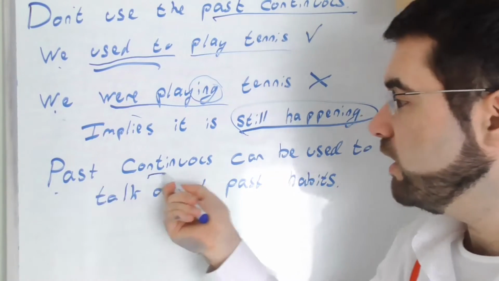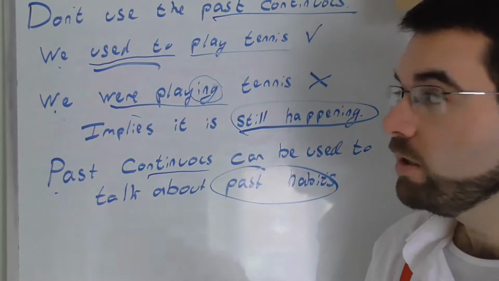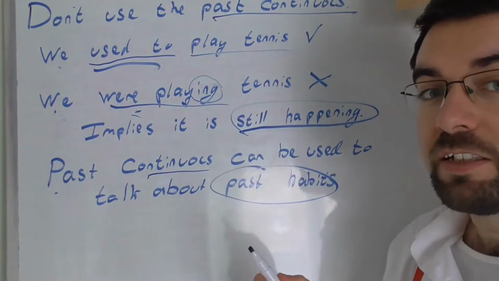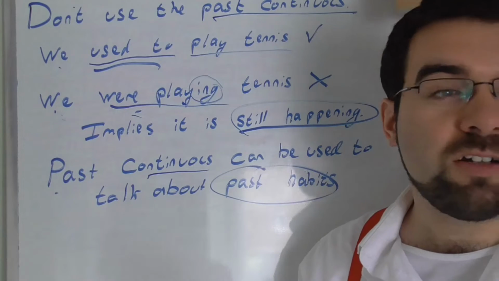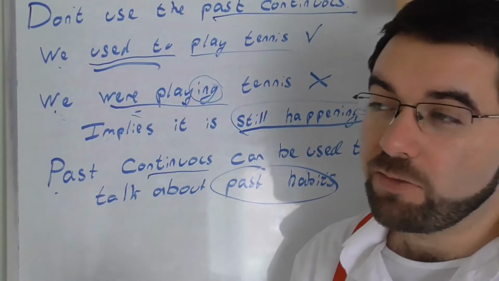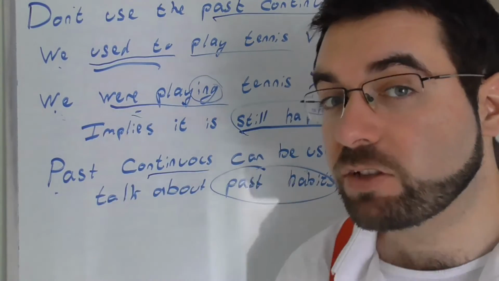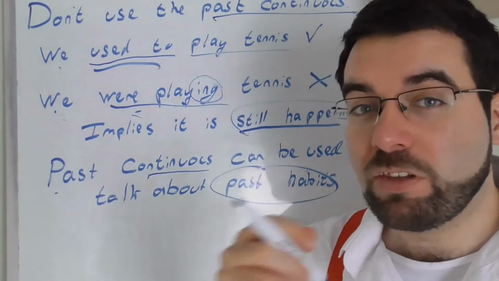But use the past continuous to talk about things that were happening at a point in the past. We were playing tennis on Saturday. We were playing football on Monday. We were driving on Sunday. I'm going to do a nice Sunday drive. But I used to go on a nice Sunday drive.